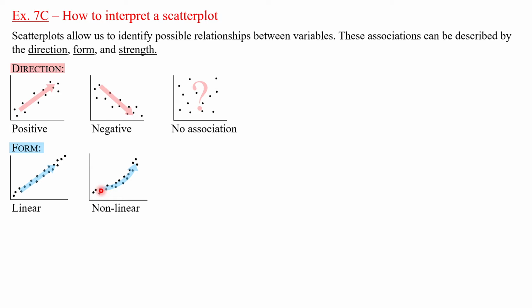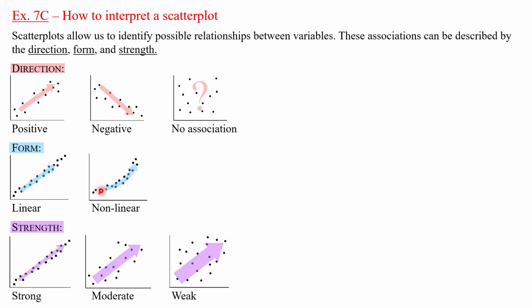And we can also describe associations by strength. So the closer together all of the points on the scatterplot are to a straight line determines the strength. So the strength here, all of these points are quite tightly packed around the arrow that's been drawn on top. So we have quite a strong association.